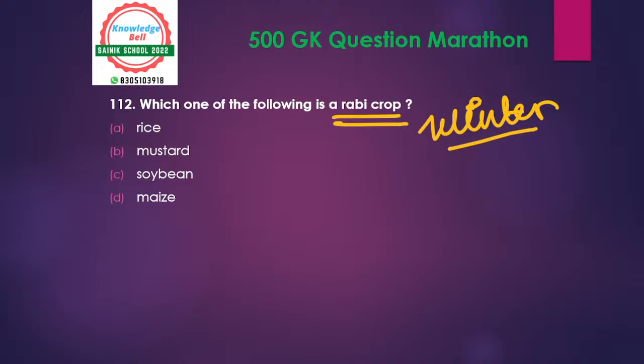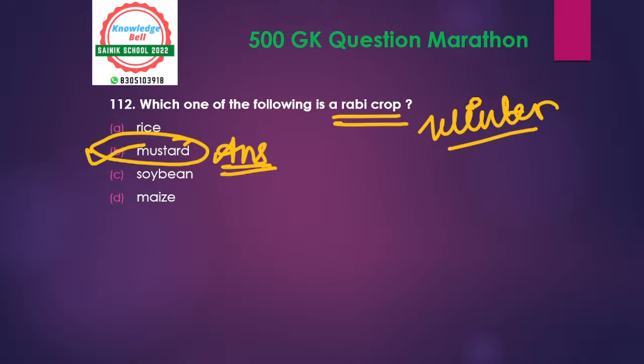Okay, correctly answered. Here, Oves is correct, Rajneesh Bala is correct, Sarvesh is also correct. Good, all of you. Correct, Raisha. Mustard is a rabi crop. We must keep in mind, it is an example of a rabi crop. Soya bean is a kharif crop.